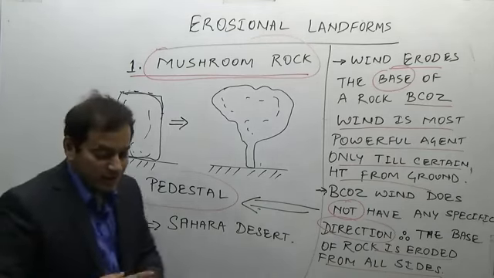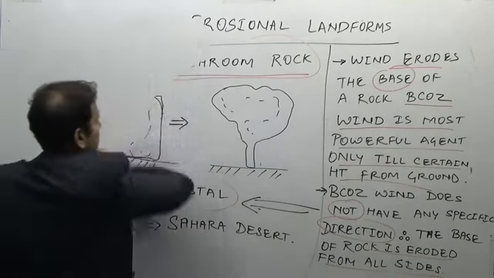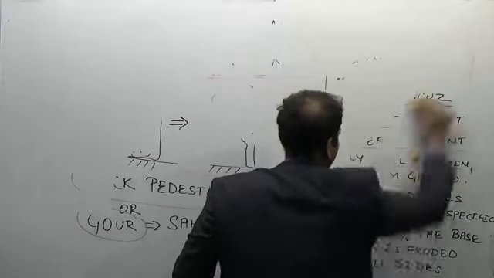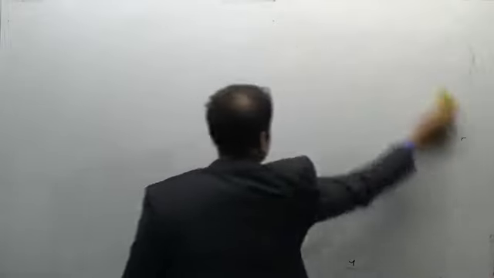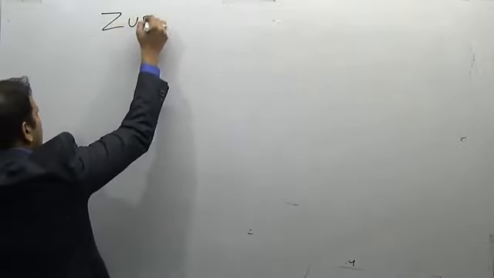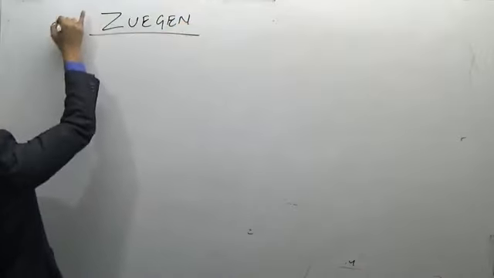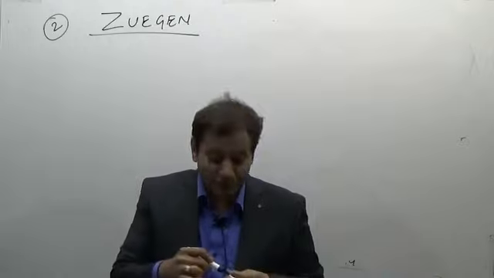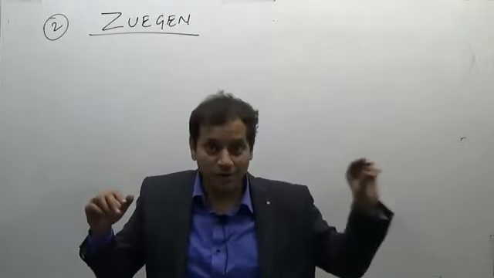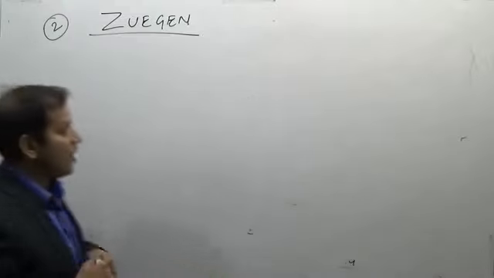The second kind of erosional landform is Zeugen. Now this is again a very interesting kind of landform. It consists of horizontally bedded alternate layers of soft and hard rocks, and as a result of this you see how the rock surfaces.